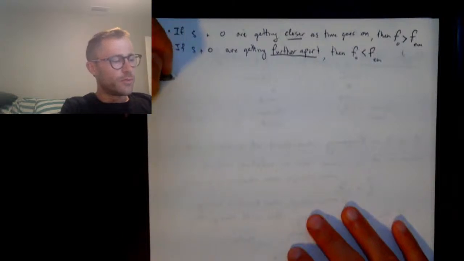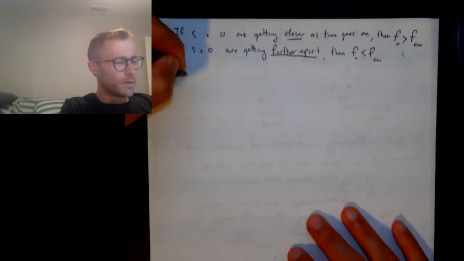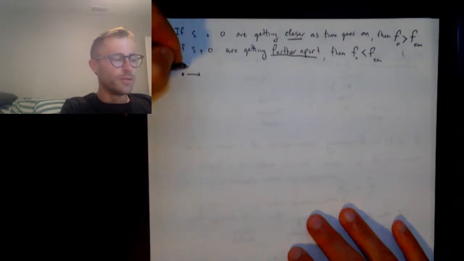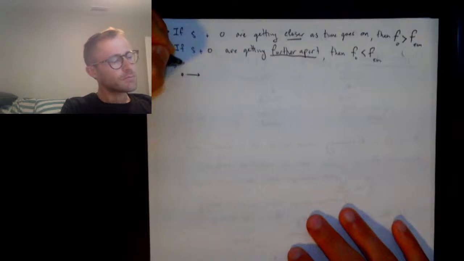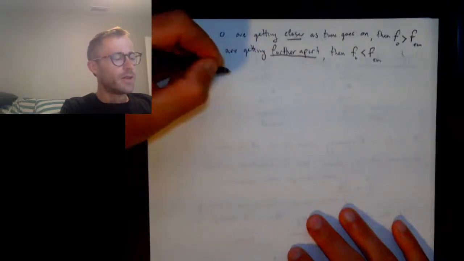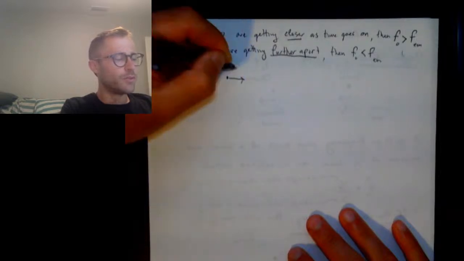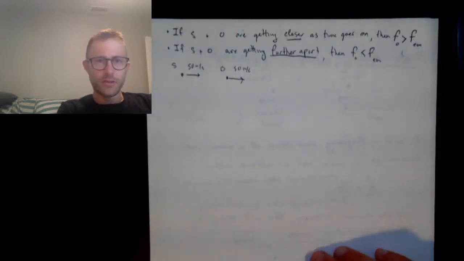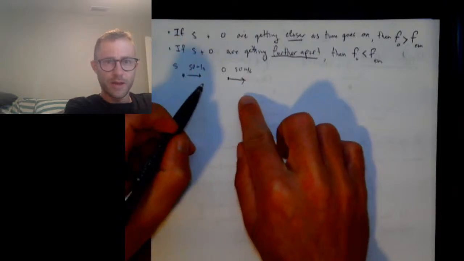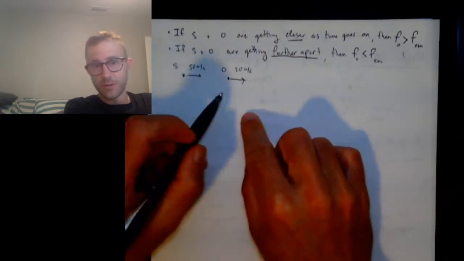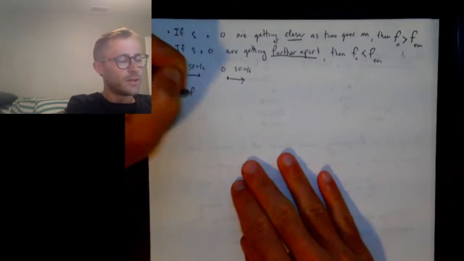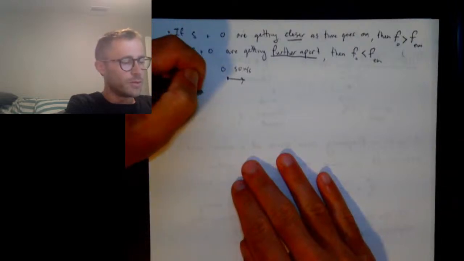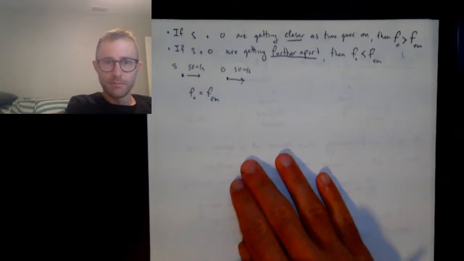All right, so let's do some examples here. What if I had a source, so here's the source right here, that's moving this way at, let's say, 50 meters per second. And the observer is also moving this way at 50 meters per second. In this case, the source and the observer are going to be staying the same distance apart because they both have the same speed and they're both traveling in the same direction. So in this case, the observed frequency of the wave is going to be equal to the emitted frequency.